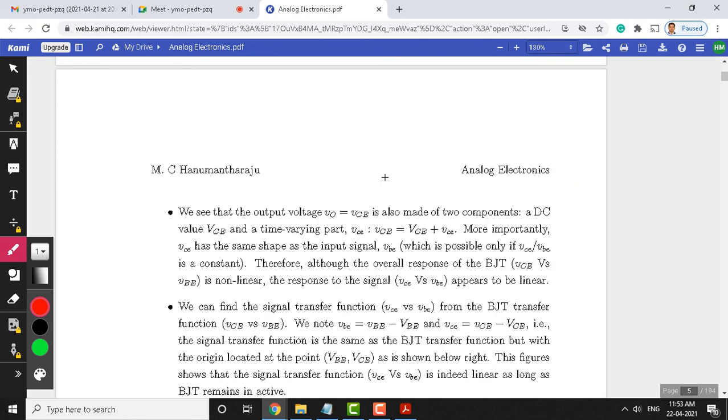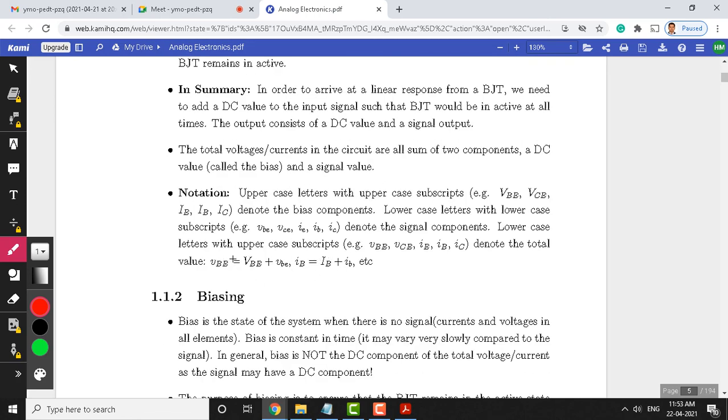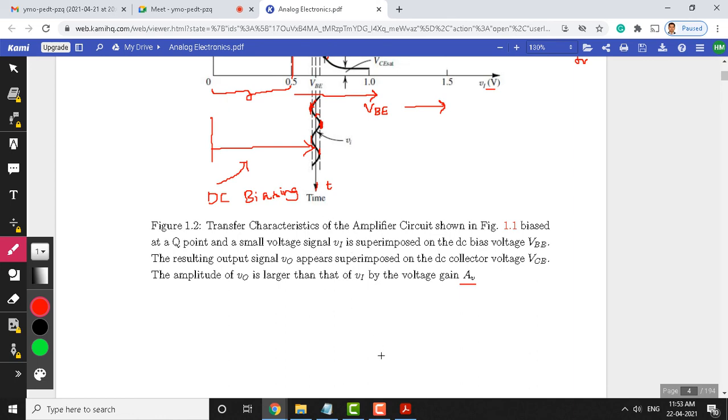Next class we will discuss more as a continuation of this, and see the notations, which are already shown here. We will continue these amplifier circuits in the next class also.